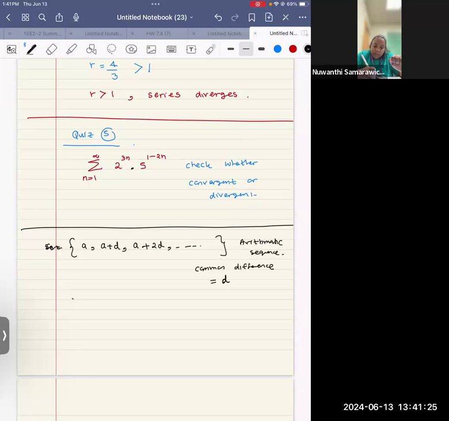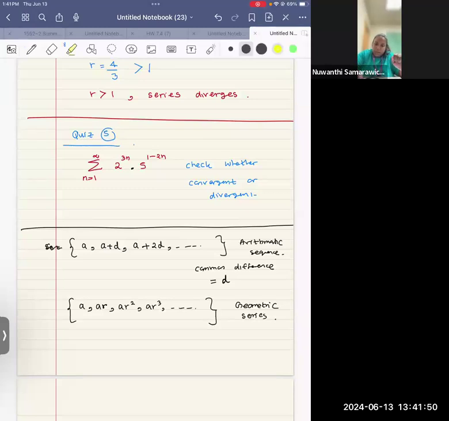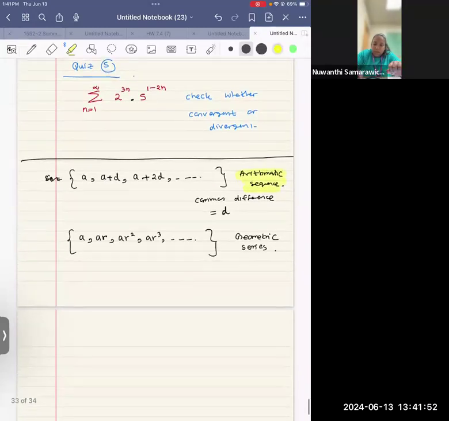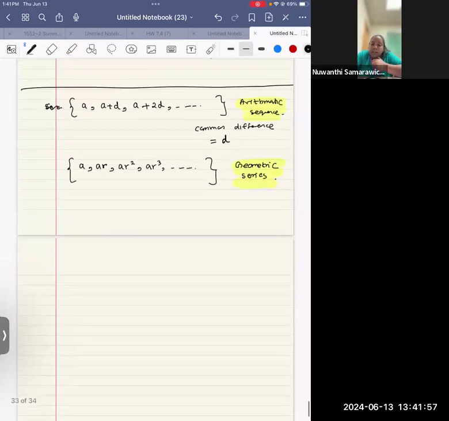And also we learned geometric series. That is, the first term is A, then the second term you multiply by R, the third term is AR squared, AR cubed. Like this we call a geometric series. Arithmetic series or sequence, and geometric series. And another type of series is harmonic series.